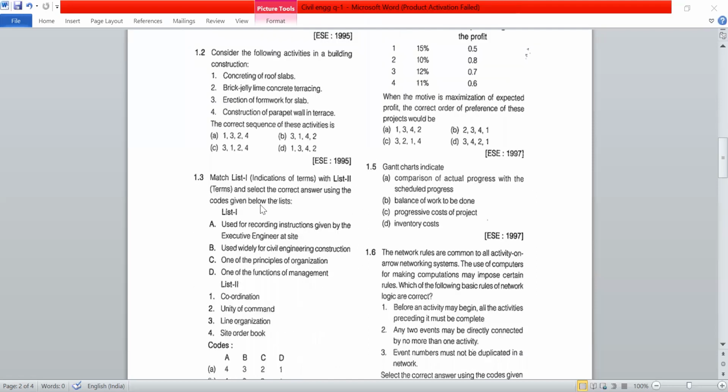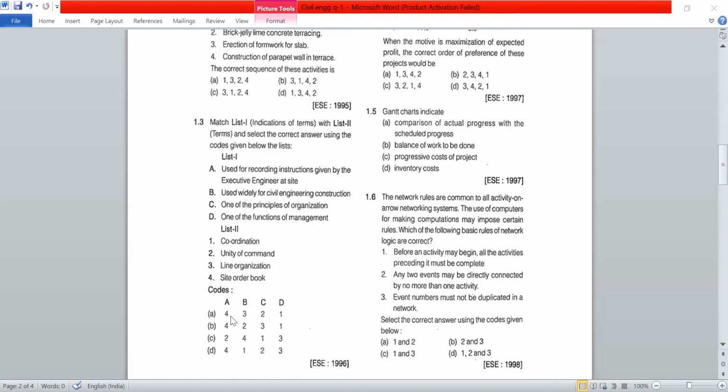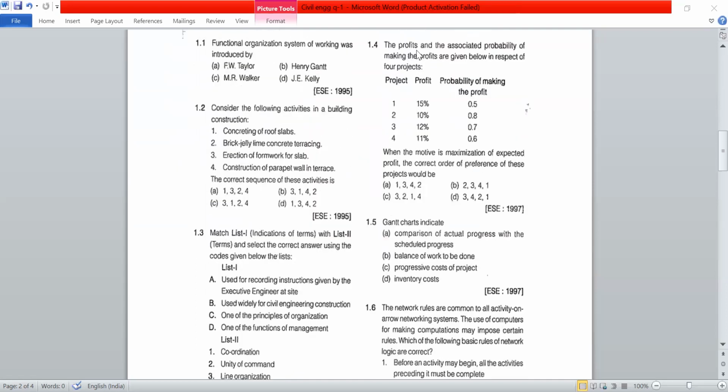Match list 1 and 2. Correct answer using the codes given below. Right answer is A, 4321. The profits and the associated probability of making the profits are given below in respect of 4 projects. The right answer is C, 3214.